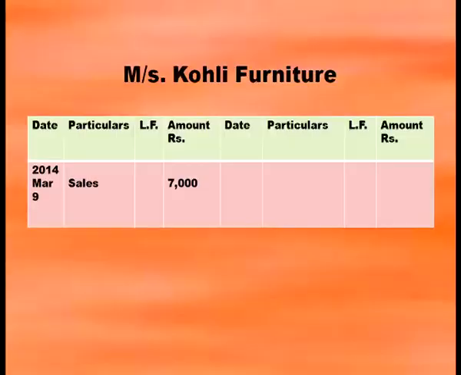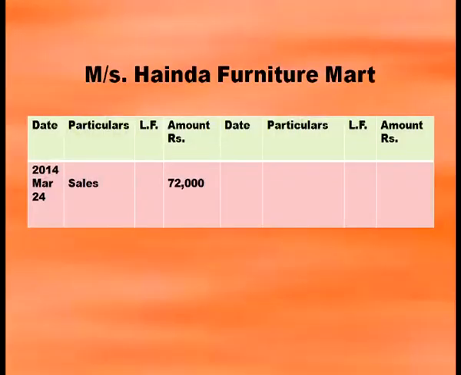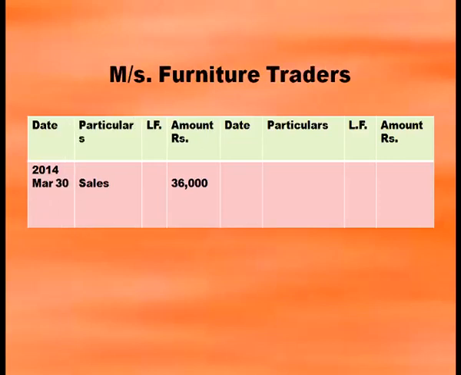Another debtor, on the debit side you have to post what? To sales account in the particulars column. Date and amount in the respective columns. Another debtor, on the debit side you have to post to sales account in the particulars column, date and amount in the respective columns. Similar is the case with this debtor also.